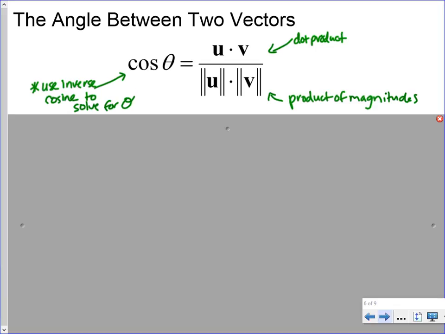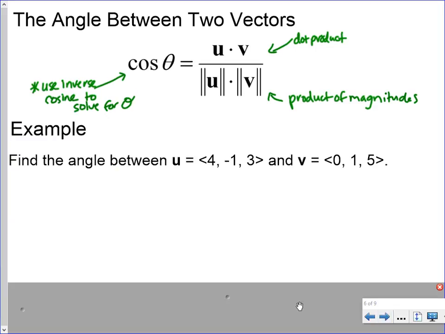So if you want to pull your calculator out right now and make sure it's set to degrees, that would be acceptable. And we'll find the angle between these two vectors: 4, negative 1, 3, and 0, 1, 5.